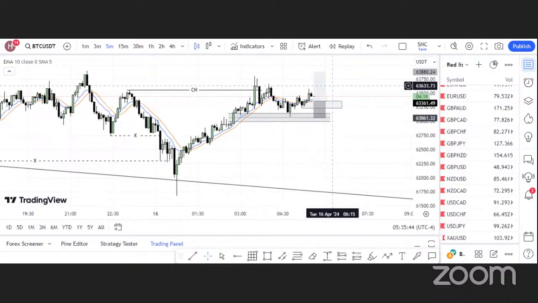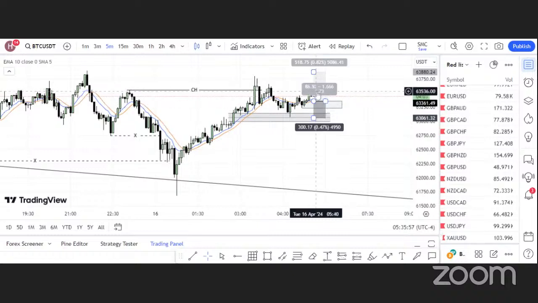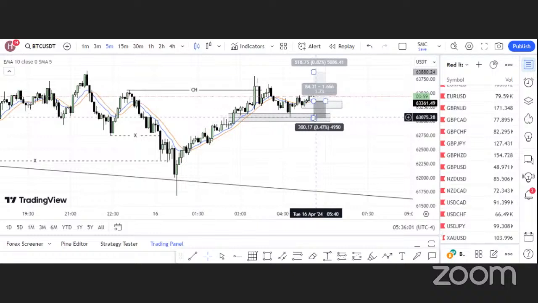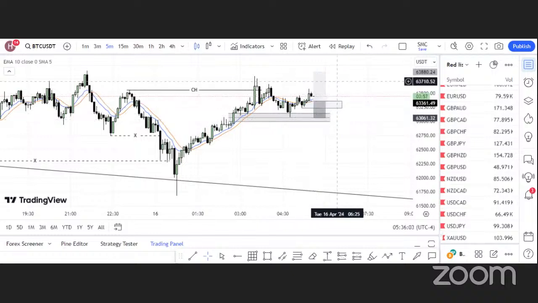The candle is printing already and it's showing signs of bearish. Okay. So let's wait and see if this candle is going to come back into this order block. And once it does, we open a buy position. Okay. So guys, go to BTC USDT. Just stay on the chart and wait for my instruction.